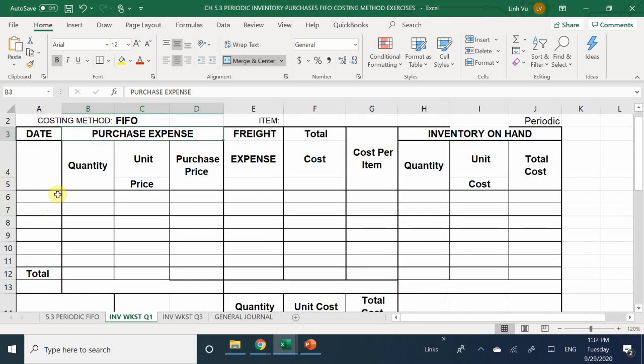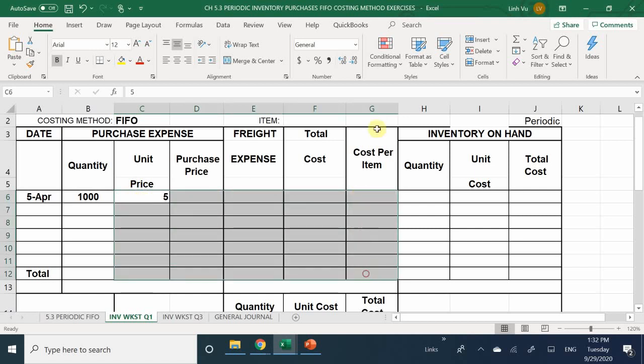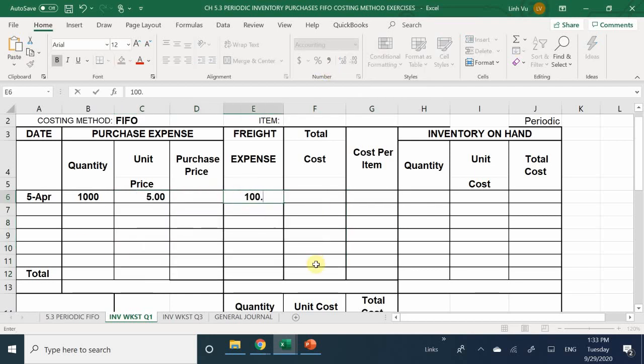Okay, so you said that on April 5th, we bought 1,000 units at $5 each. Yes, ma'am. All right, so let me go ahead and format these. So we got it for $5 each, and freight was $100. Okay, so if you guys remember, what is the formula to solve for purchase price? The purchase price is the unit price times the quantity. Good. So $5,000. That's right.